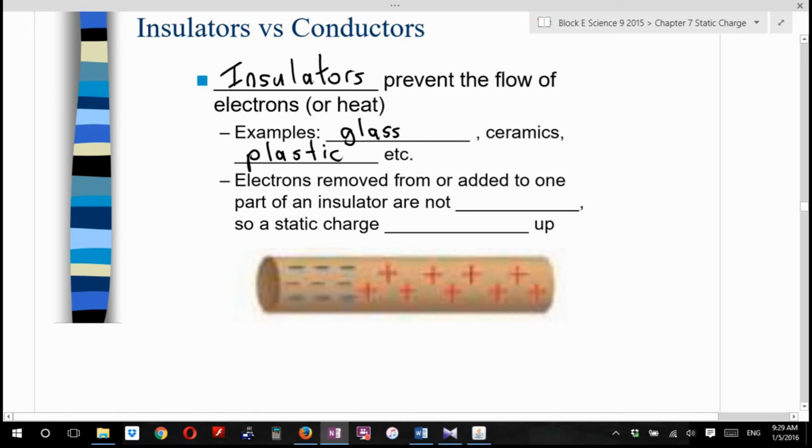Electrons that are removed from or added to one part of an insulator aren't replaced, and so you get a buildup of a static charge. And the reason it builds up is because it's an insulator, there's nowhere for those extra electrons to go. They're stuck there, so you're going to get a charge.